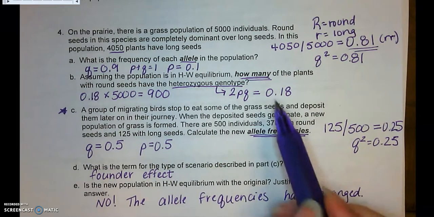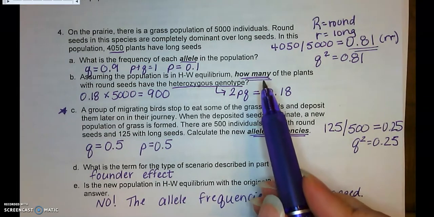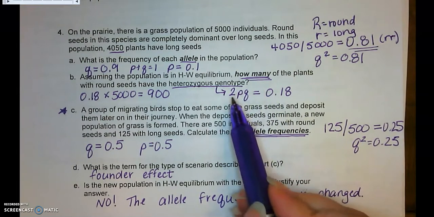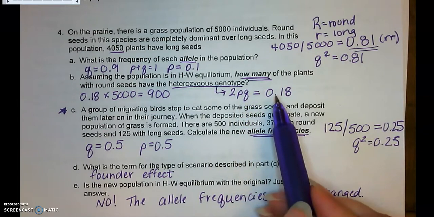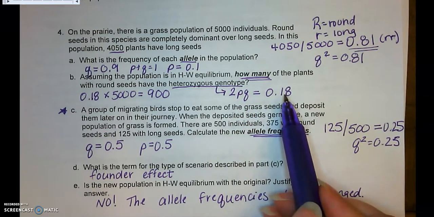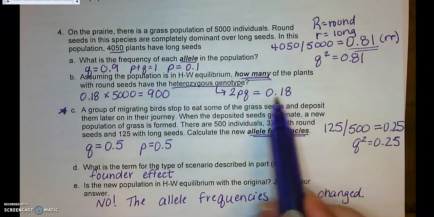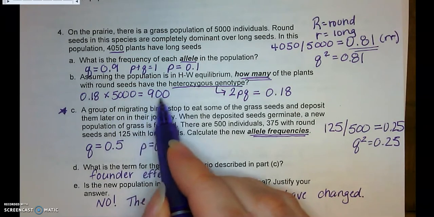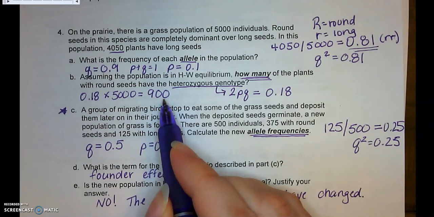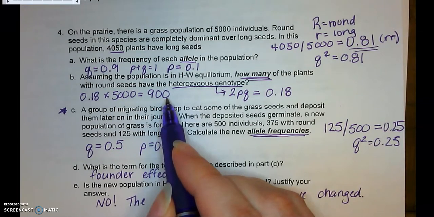Okay, in B, it asks how many plants are heterozygous. We already know 2PQ is going to give us our frequency of heterozygotes. So that is 0.18. Anytime it says how many, you take your frequency, you multiply it by your total population size, which here is 5,000, and the number you get, 900, that's your answer. 900 plants would be heterozygous.